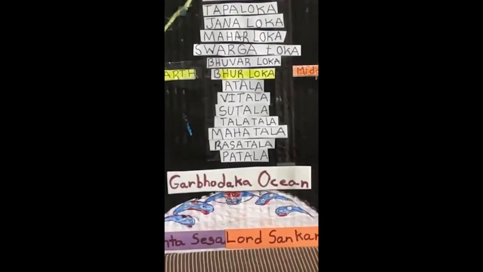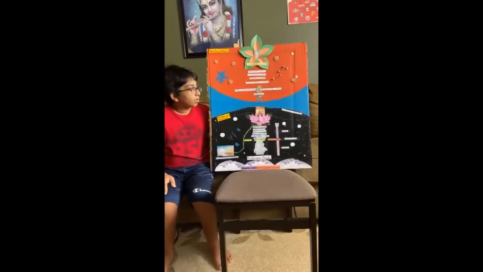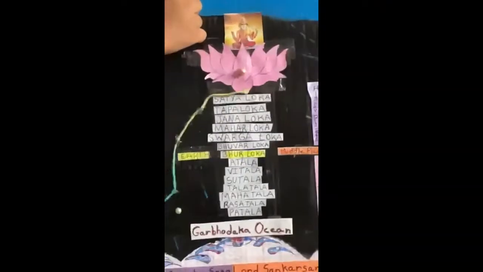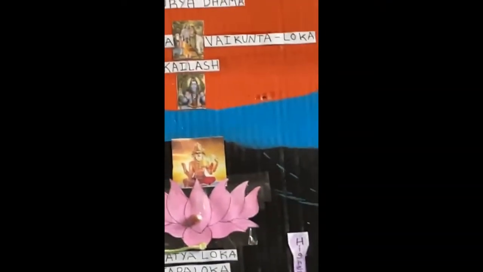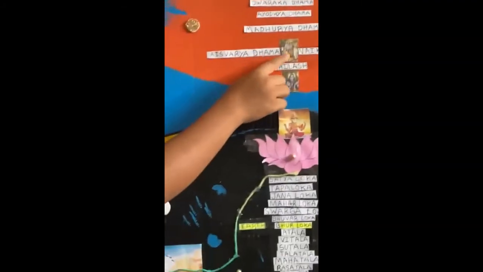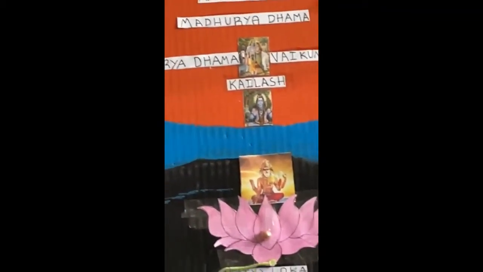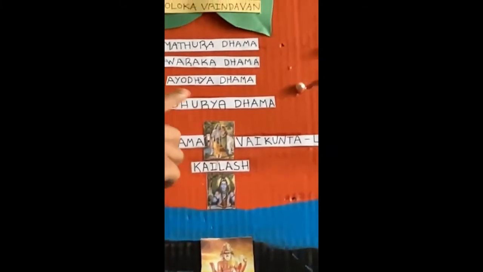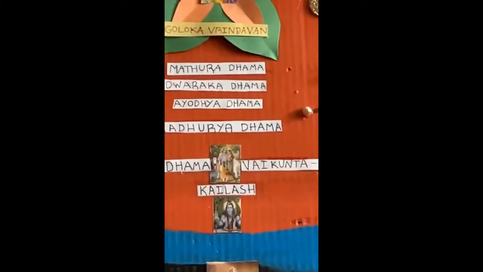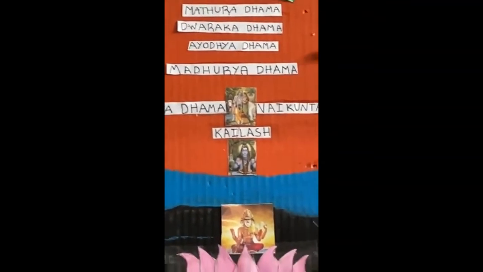So that concludes the material world. Now I'm going to discuss the spiritual world. So here is Kailash, which is the abode of Lord Shiva and Parvati Devi. And here is Aishvaryadham, also known as Vaikuntha Loka, which is the abode of Mahavishnu. And then here, Madhuryadham, Ayodhyadham, Dwarkadham, and Mathuradham are the different heavenly realms associated with the different pastimes of Lord Krishna's different incarnations.